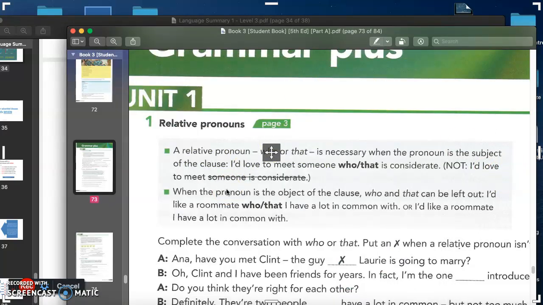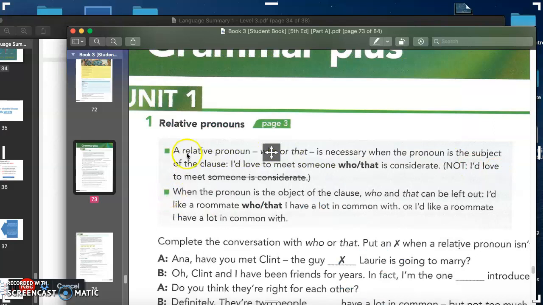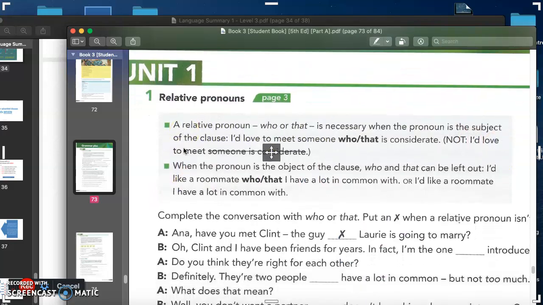So again, I'm going to explain a little bit further about joining two ideas and adding information. We can say, for example, a relative pronoun who or that is necessary when the pronoun is the subject of the clause, as we have mentioned. So in here, we are joining two ideas. For example, I like to meet someone. Let's say that we don't have this. I like to meet someone is considerate.